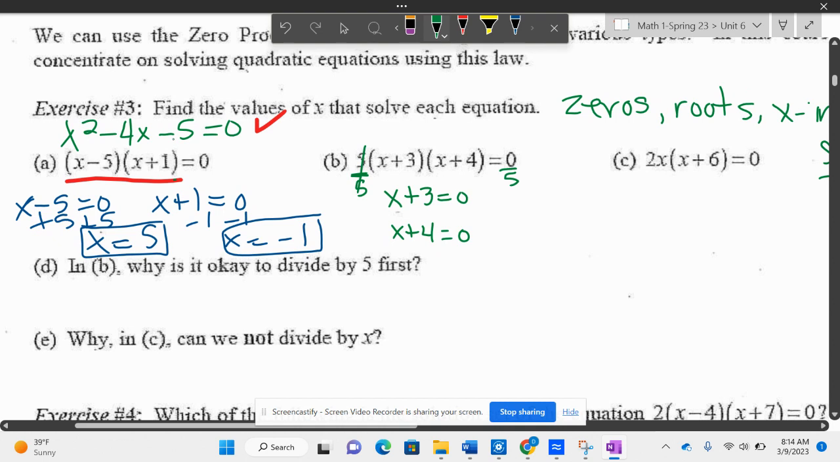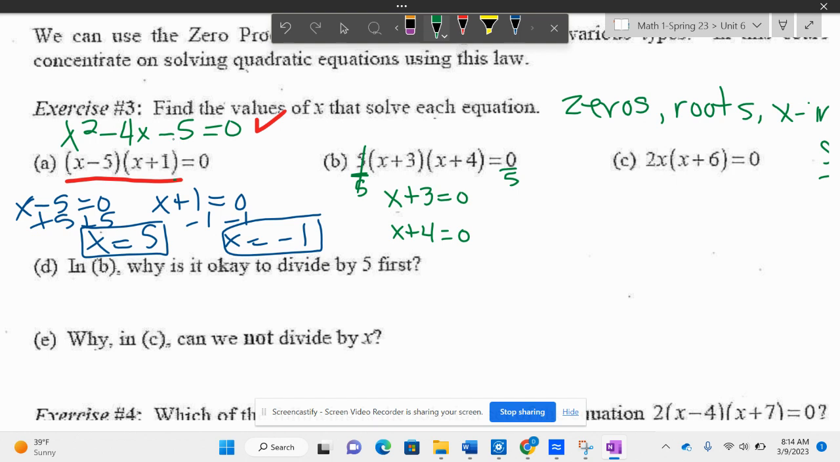Yeah, when you did this one, when we were solving them, you said to yourself, oh, they're the opposite. What did you mean by that? -5 plus 5 equals 0. Just that thought process, I guess. You're right. So this is what Reese said.